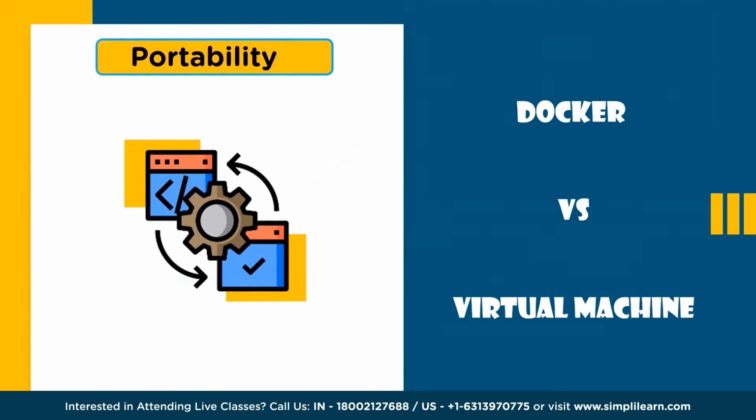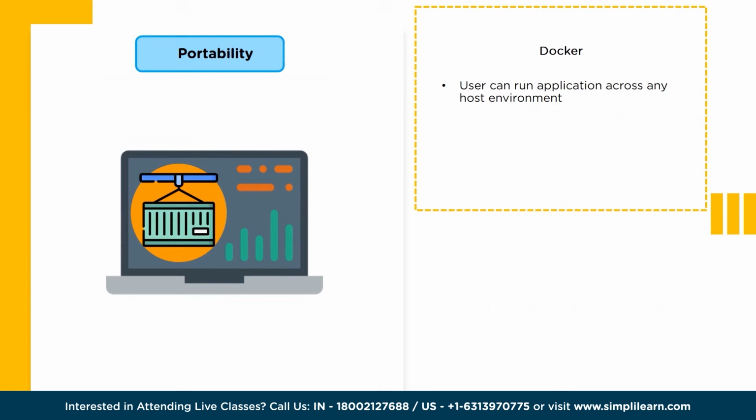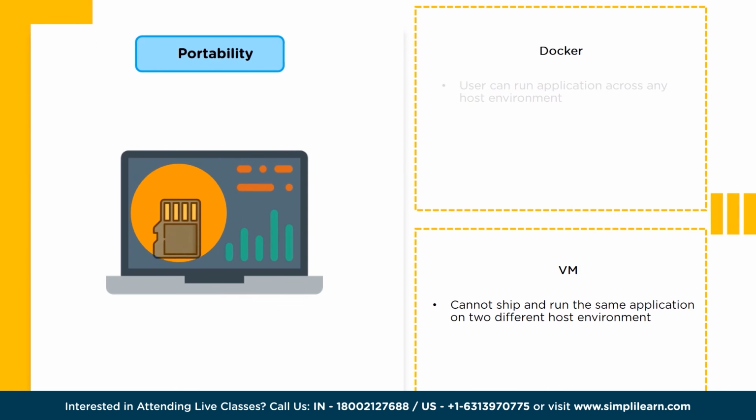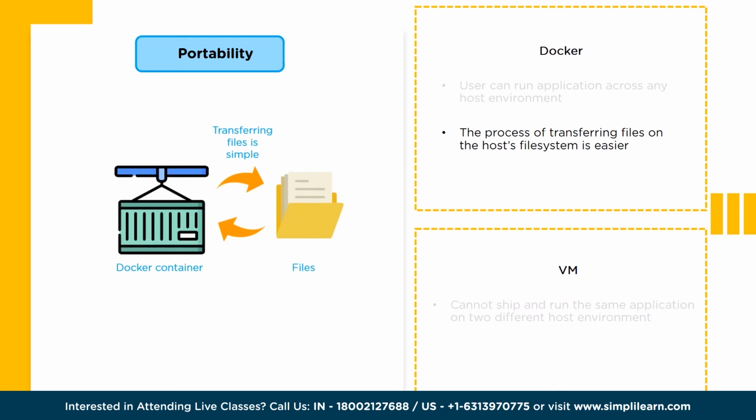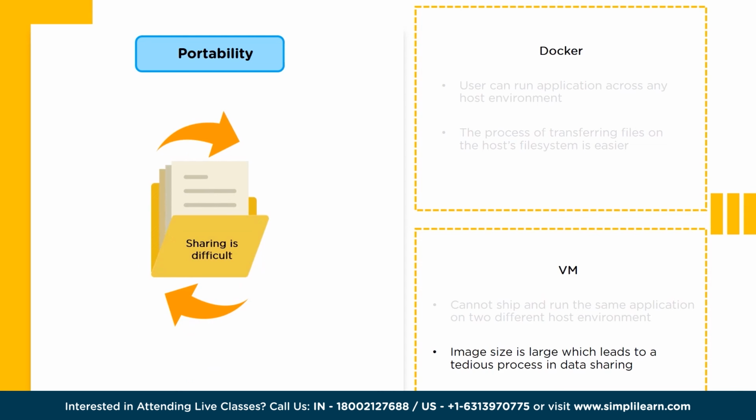Now, let's talk about the next difference, which is portability. With Docker containers, a developer can build an application and store it into a Docker image. Later, he or she can run it across any host environment. But when it comes to virtual machines, it has portability issues. Virtual machines do not have a central hub like Docker does, and it requires more memory space to store data. Docker containers are smaller than virtual machines, due to which the process of transferring files on the host file system is easier. On the other hand, dependency on the host operating system and hardware makes virtual machines less portable.